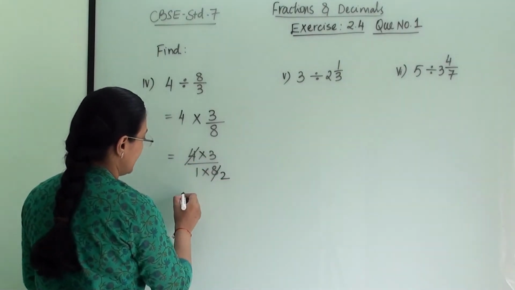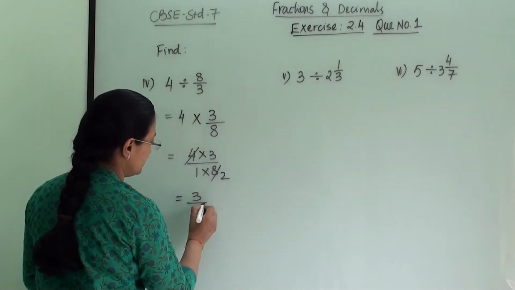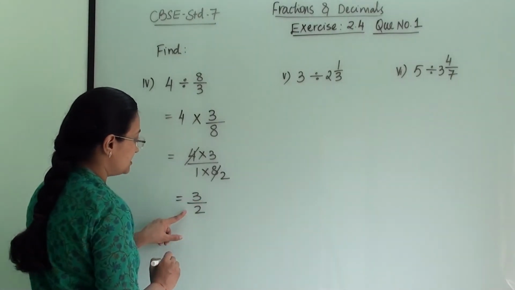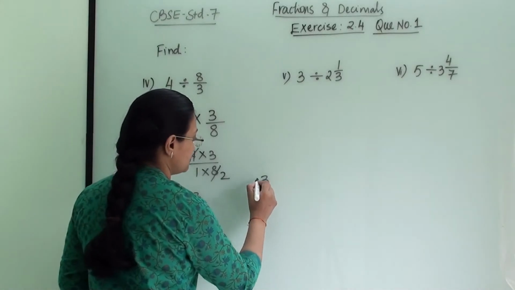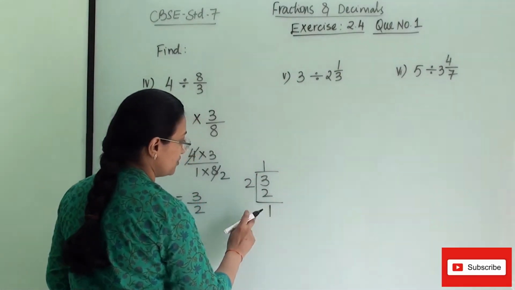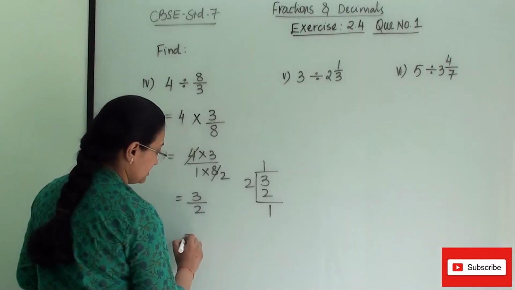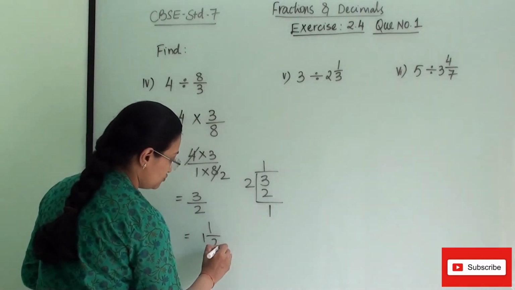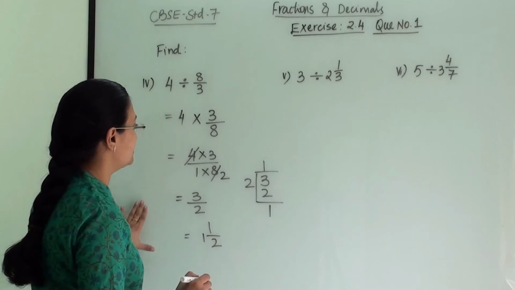4 2s are 8. So the answer is going to be 3 divided by 2. This is an improper fraction. So let us convert this into a mixed fraction. So this is going to be our answer, that 1 1 by 2 is the answer for this question.